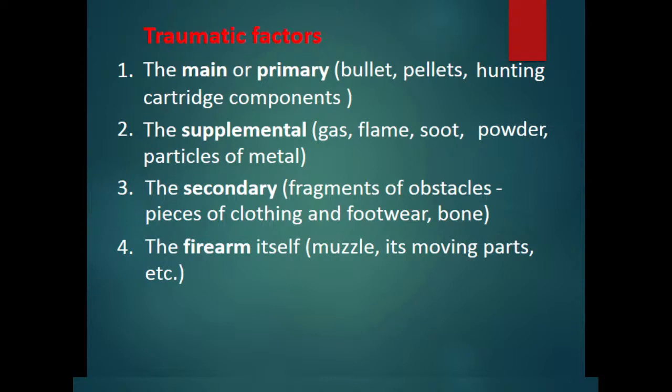Secondary traumatic factors are the fragments of obstacles which the bullet is passing through. For example, wood, glass, whatever. And it produces many fragments. And these fragments also might cause additional injuries. Even the bones of the human organism, bony fragments, sharp ones, could damage surrounding organs.